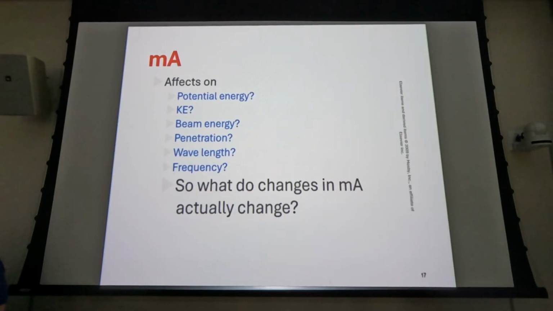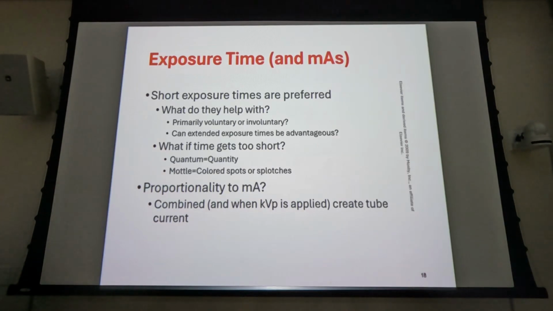We talked about the effects on everything: potential, none; kinetic, none; beam energy. Beam energy is kVp, so none; penetration, none; frequency and wavelength, no effect. And so the only thing that it changes is current, right? So then we get to exposure time. Now we're actually making an exposure. The electrons are going across the tube and creating X-rays.